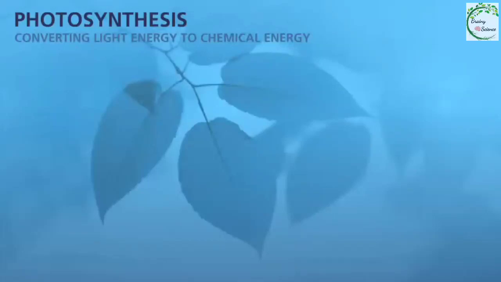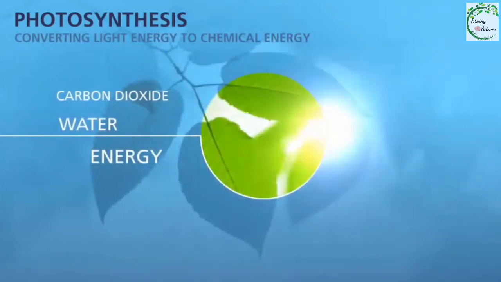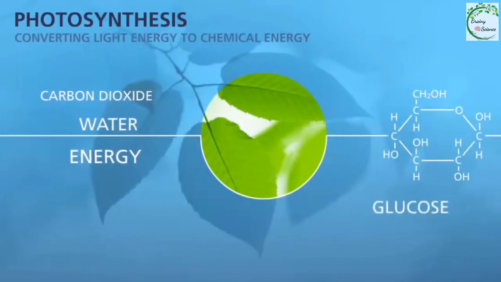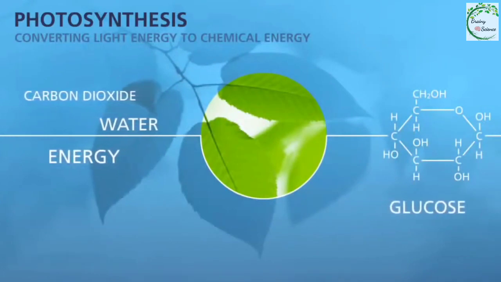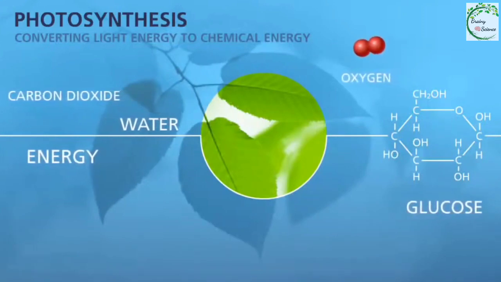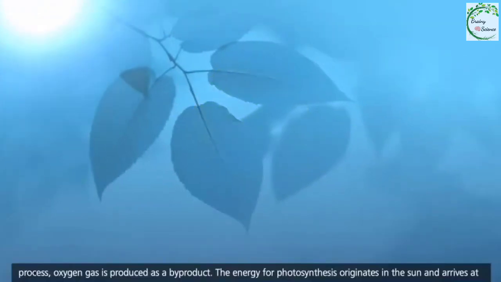In order for plants to grow, they need inputs of carbon dioxide, water, and energy. The chemical process by which plants use these resources to manufacture glucose, the building blocks of plants, is called photosynthesis. In the process, oxygen gas is produced as a byproduct. The energy for photosynthesis originates in the sun and arrives at the Earth as sunlight.